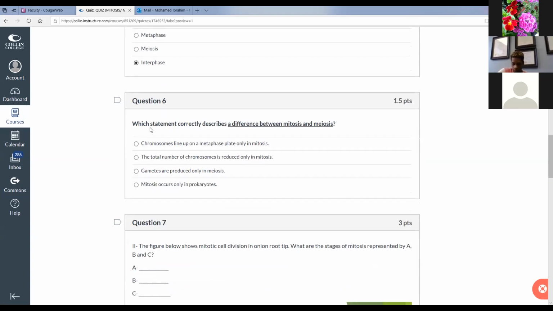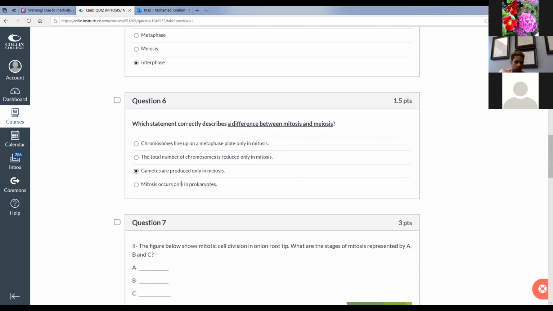And here it says which statement correctly describes a difference between meiosis and mitosis. The main difference between the two is that gametes are only produced during meiosis, okay? Chromosomes line up on a metaphase plate only in mitosis. This is wrong because they line up in both meiosis and mitosis. Total number of chromosomes is reduced only in mitosis. This is a wrong statement because the total number of chromosomes is reduced only in meiosis, okay?